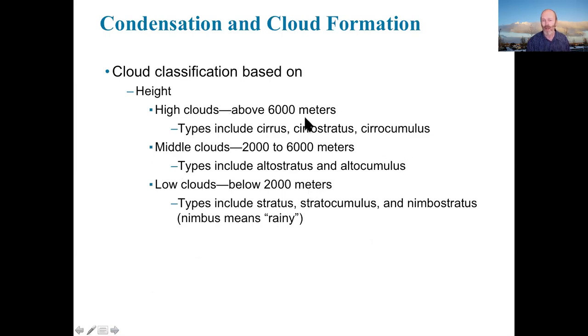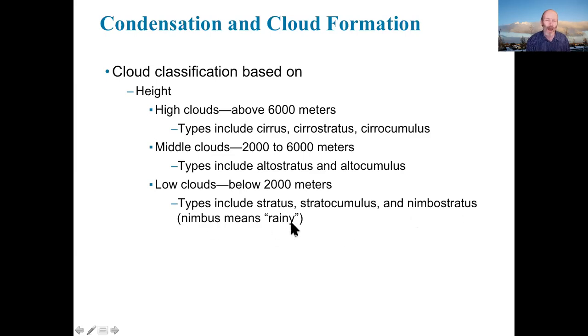The highest clouds can be 3, 4, 5 miles up, and we're going to have cirrus and cirrostratus and cirrocumulus clouds. Notice cirrus and cirro, that's always in there. Then our middle clouds, which are 1/2 mile to 2 miles up, are going to be our altostratus. We're still getting into the stratosphere here. And cumulus, the big puffy clouds. And then our lower clouds will be regular stratus, stratocumulus, nimbostratus, which means rainy.